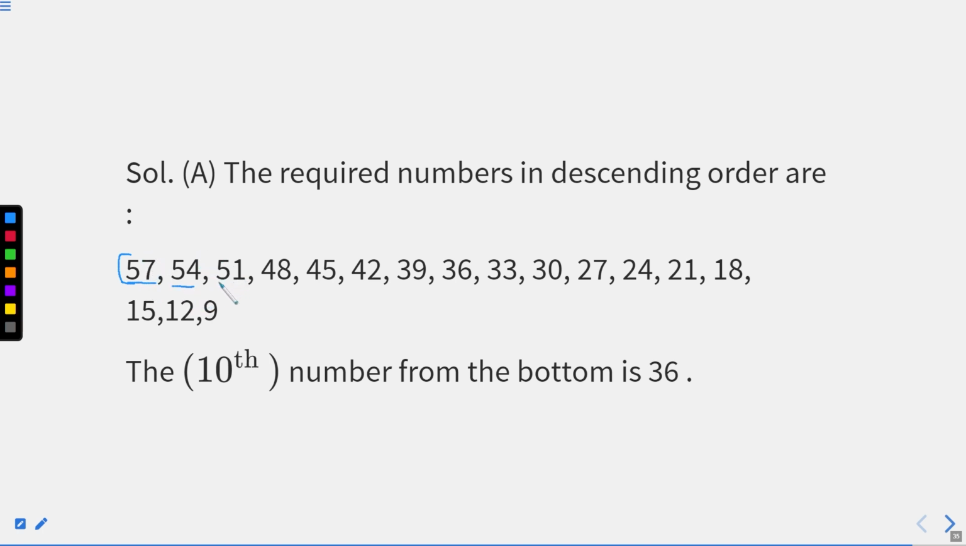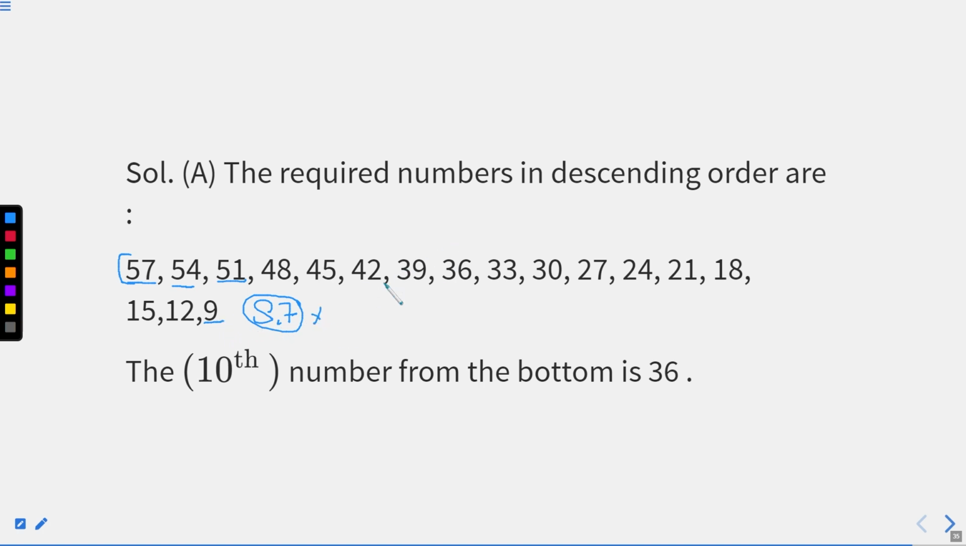Again we'll subtract 3, we'll get 51. So on till 9. Right? Till 9. We are not taking either 8 or 7 as they are not divisible by 3. Right? So we'll end it at 9 itself.